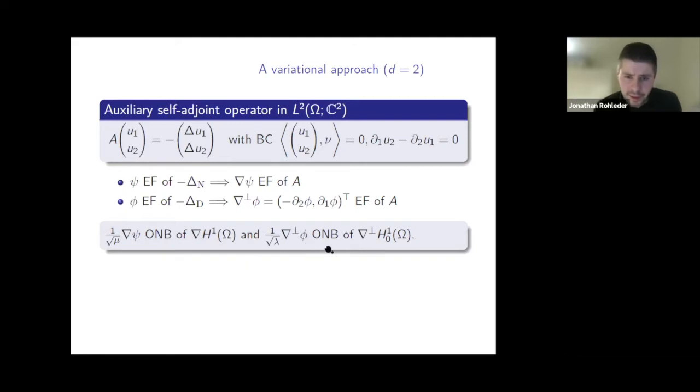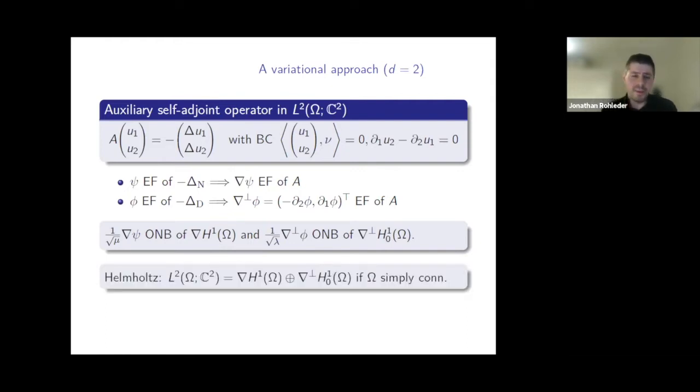These two spaces, the gradients of H1 functions and the perpendicular gradients of H01 functions, are actually orthogonal to each other. And they show up quite prominently for people who are working with systems like Maxwell or Stokes; these spaces are very common. And what is also very common is the so-called Helmholtz decomposition. What I give here is a very special version of it, namely the version for simply connected domains. For simply connected domains, it turns out that the vector valued L2 space decomposes orthogonally into the gradients of H1 functions on the one hand, and the perpendicular gradients of H01 functions on the other hand.